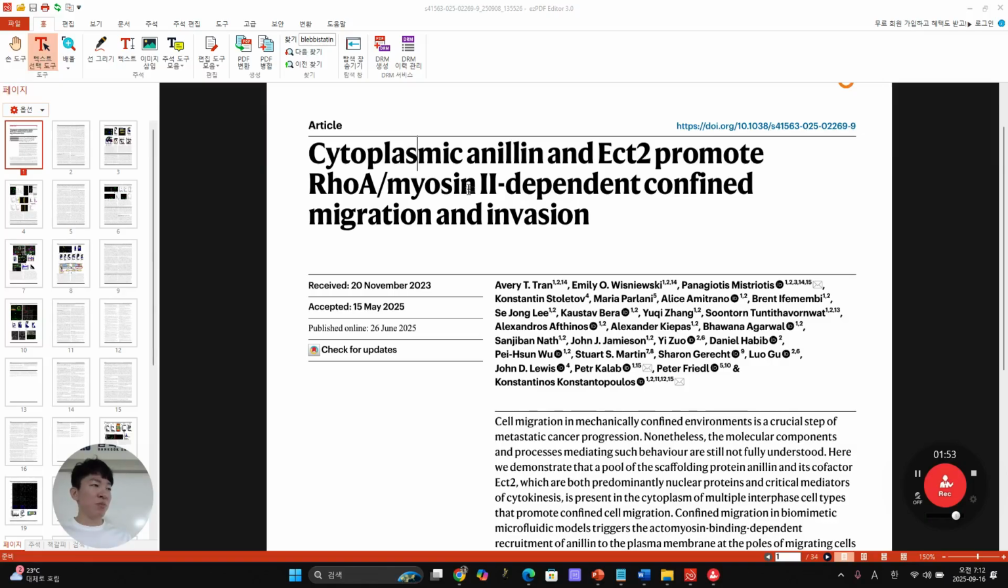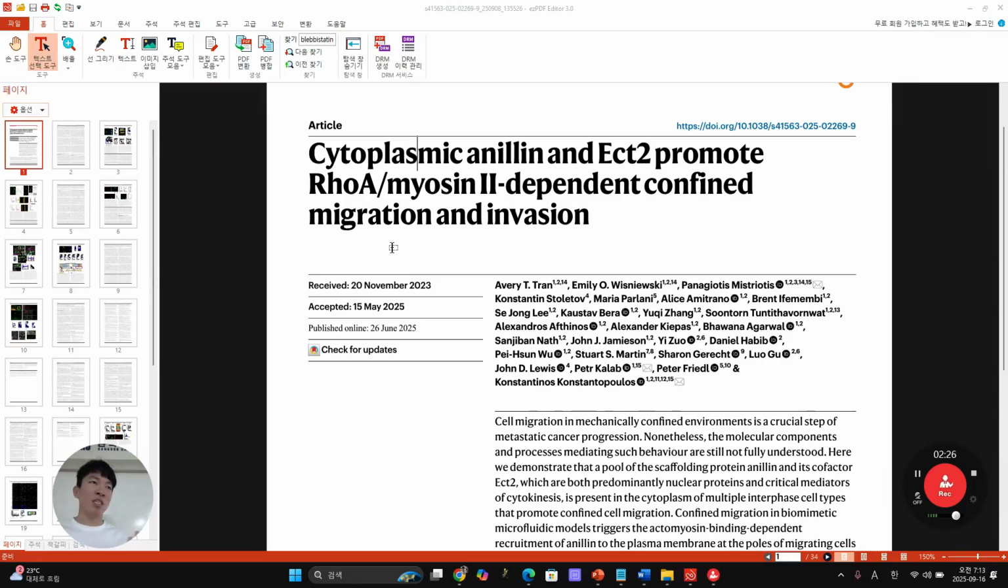In the cell, when the cell moves its body and changes its morphology, it has skeletons like actin, microtubules, and intermediate filaments. But those skeletons cannot move by themselves. They need some special muscle-like structure, which is called myosin 2. Okay? Rho-wave is the upstream of myosin 2, activating myosin 2 activity. And then, confined migration.